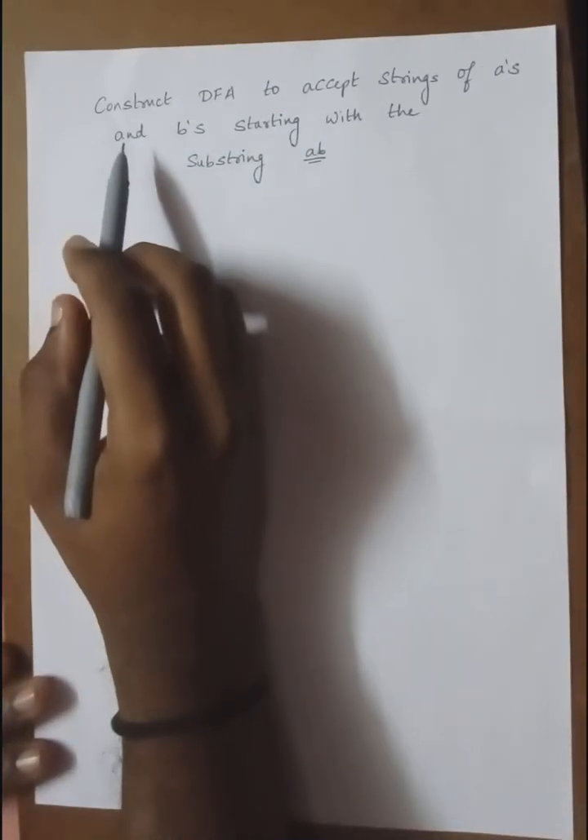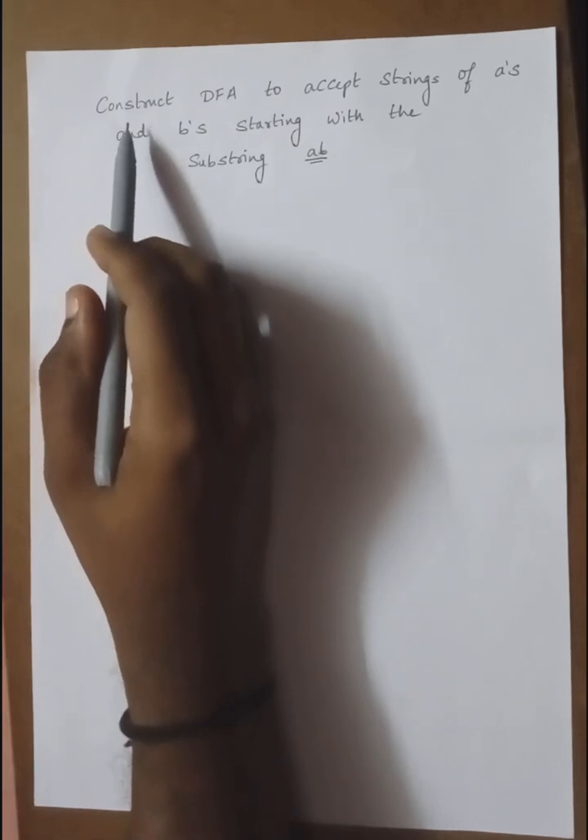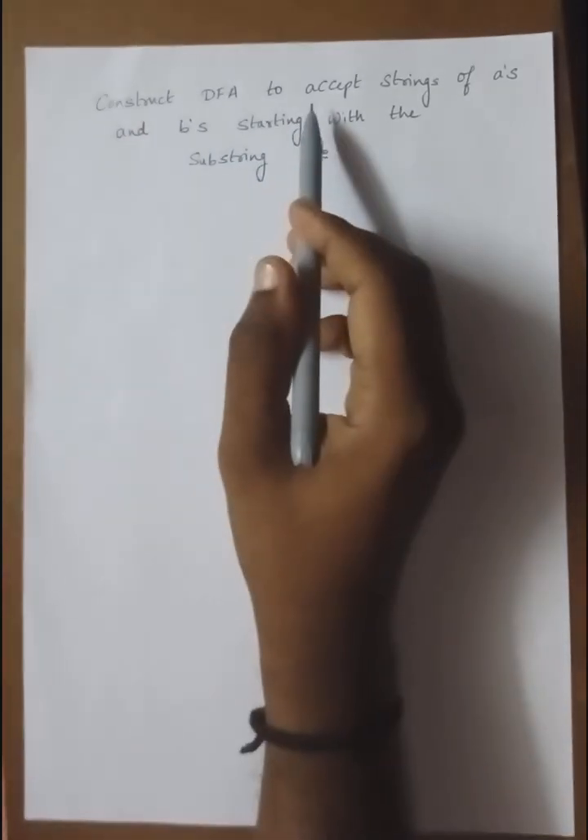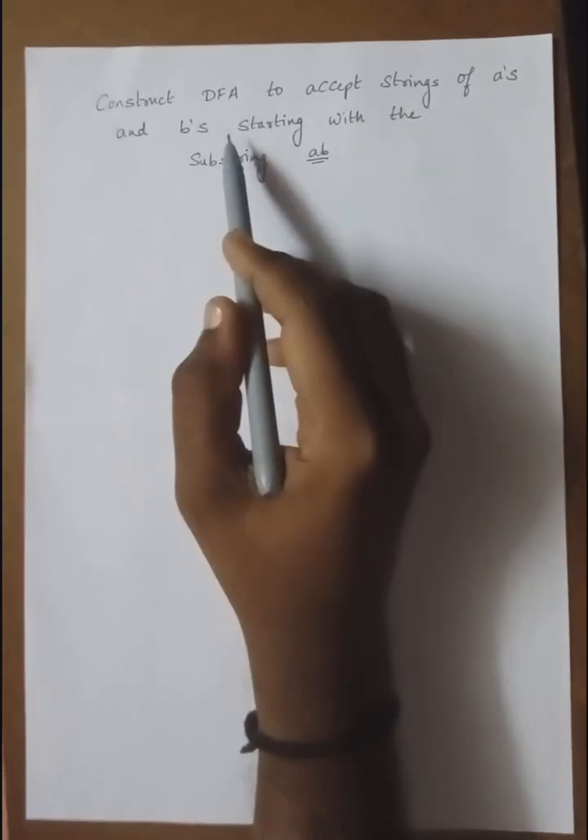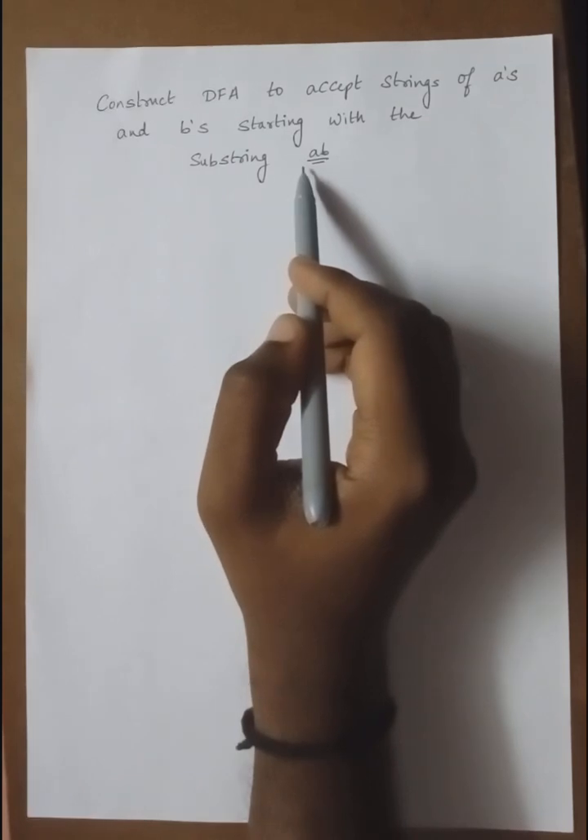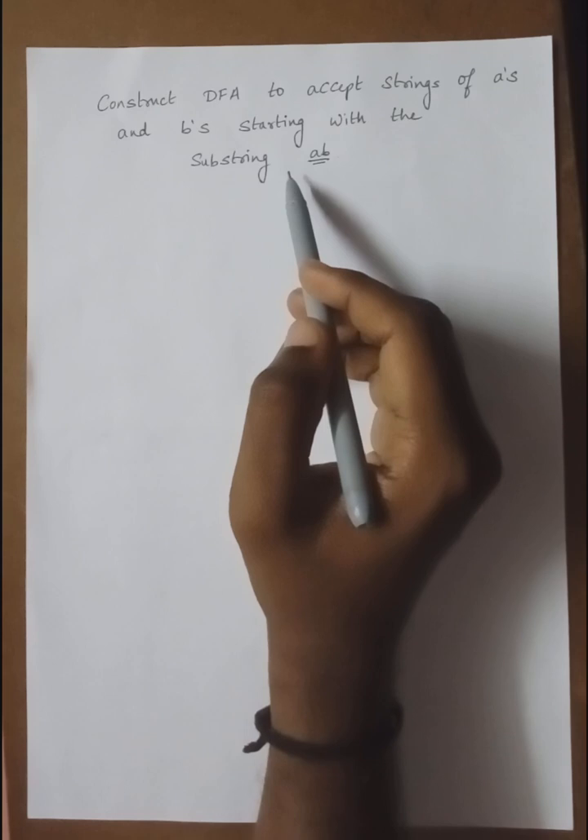Okay, hello everyone. Today we are going to see a new DFA problem. Construct a DFA to accept the string of A's and B's starting with a substring AB. So we want to design a DFA that is going to accept all the input starting with A and B together.